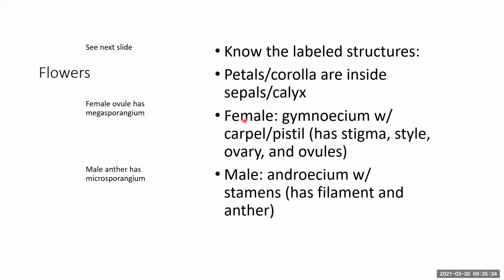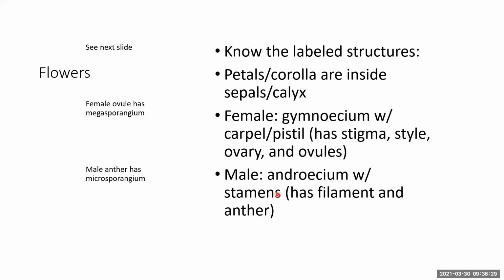Okay, and so your flower will have your petals and your sepals, and then depending on whether it is a female or a male flower, or a combination of both, so they can have both reproductive parts on the same flower, the female will have a carpel and a pistil, which is made up of the stigma, the style, the ovary, and the ovules. Okay. The male will have the androecium, or the stamens, which is made up of a filament and an anther. Okay. And so the terms I really want you to be familiar with are the petals, the sepals, the pistil, the carpel, and the stamens.